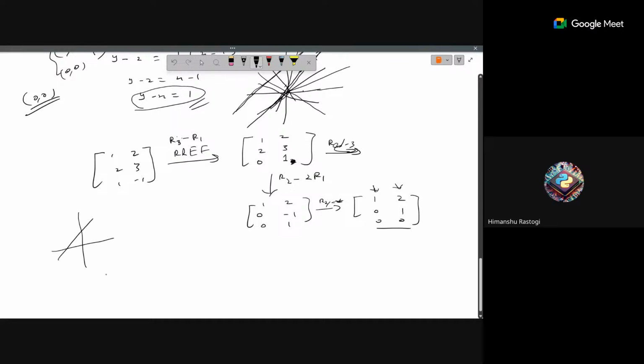So we can generalize this: a vector space in Rn always passes through origin. Like in R2, a line passes through origin. In R3, a plane passes through origin, and further, a vector space in Rn always passes through origin.